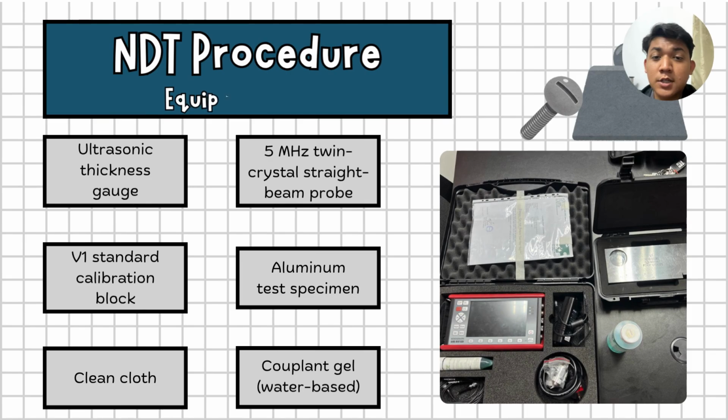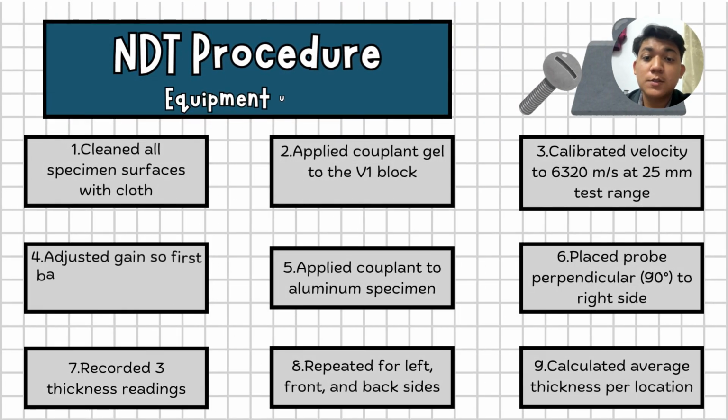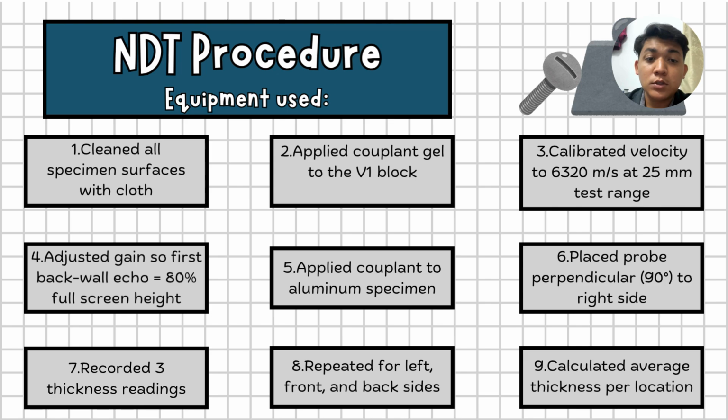Next, our procedure. The equipment that we use is, first, an ultrasonic thickness gauge, a 5 MHz twin crystal straight beam probe, a V1 standard calibration block, a clean cloth, an aluminum test specimen, and coolant gel, which is water-based. First, we need to clean all the specimen surfaces with a cloth. Next, we apply the coolant gel to the V1 block and calibrate the velocity to 6,320 m/s at a 25 mm test range.